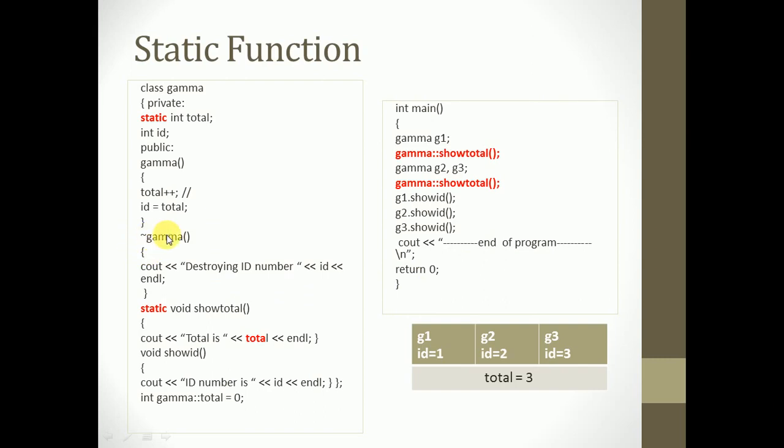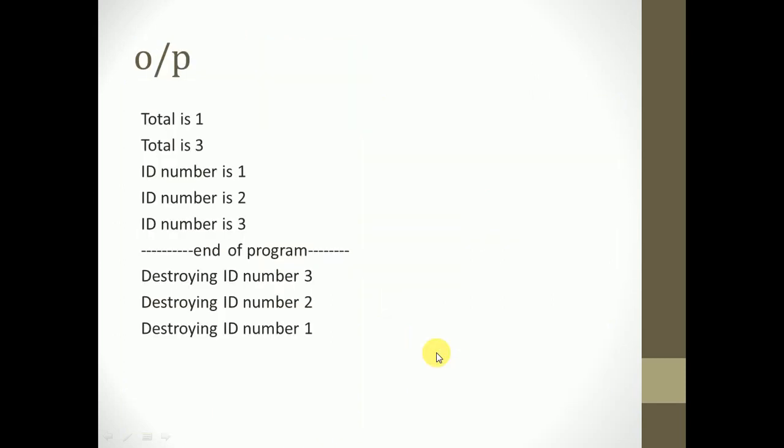Okay, now at last you have a destructor here. It is the same as the class name, but it is followed by a tilde symbol. Inside that you see destroying id number id. What is the present value of id? What is the purpose of the destructor? Whatever is created by the constructor will be destroyed. So first it destroys G3, and the value 3 will be destroyed. Then it goes to object G2 and destroys the value of id. Now it goes to G1 and destroys the value of id. So 3, 2, 1 it will display in your output. In such a manner the destructor works.